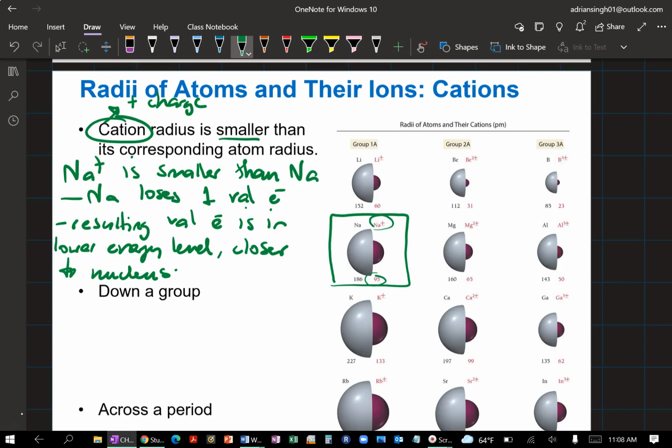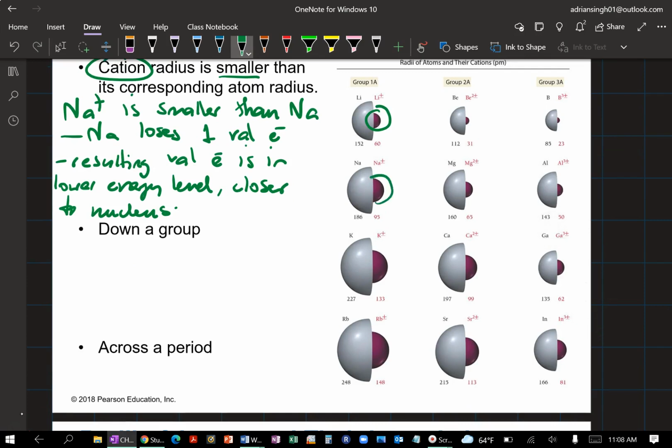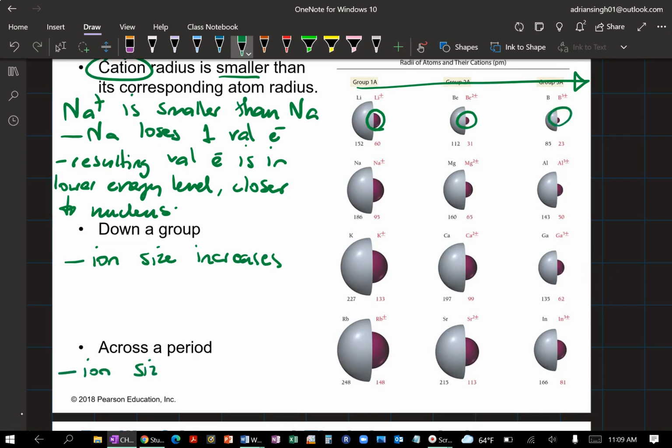So as you can see in this particular table, as you go down a group, we're comparing the sizes of the ions now. So the lithium ion, the sodium ion, the potassium ion, the rubidium ion. Down a group, the size of the ion increases, which is the same trend in just the size of the atoms. And then going across a period, so going this way now, we see that the size of the ion decreases, which is the same trend in the size of the atoms, for the exact same reasons that we talked about previously with the effective nuclear charges.